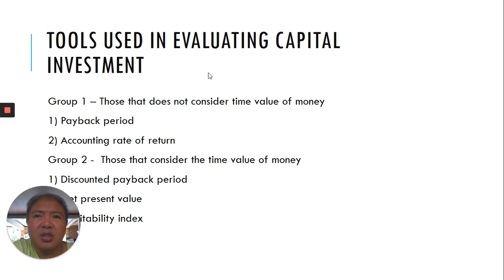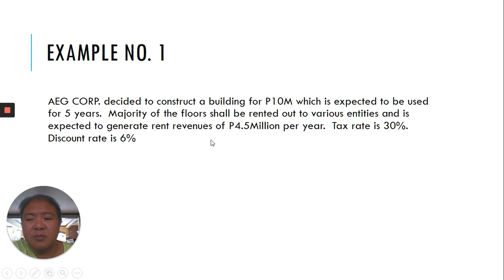While group two considers the time value of money. So, for group one, we have the payback period and accounting rate of return. For group two, we have the discounted payback, the net present value, and the profitability index. So these are the tools that we will be discussing for this session.